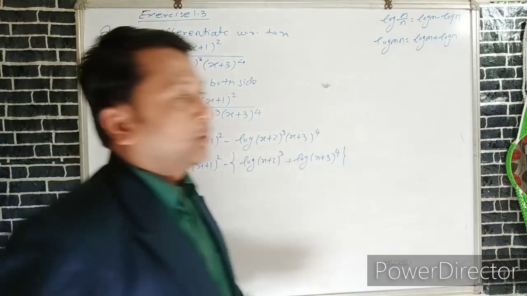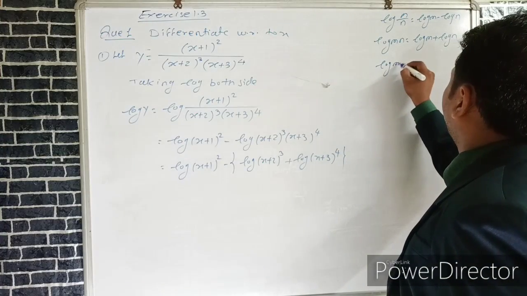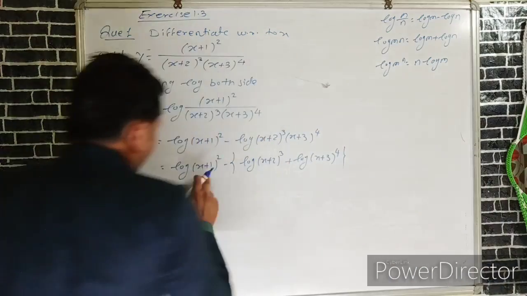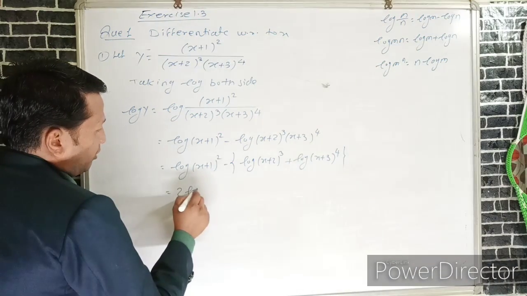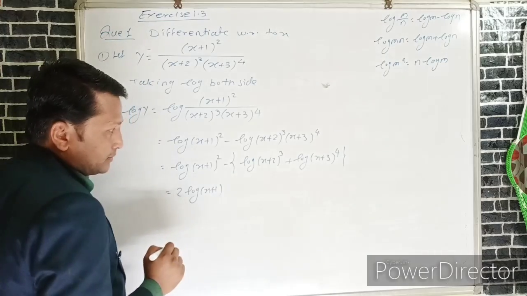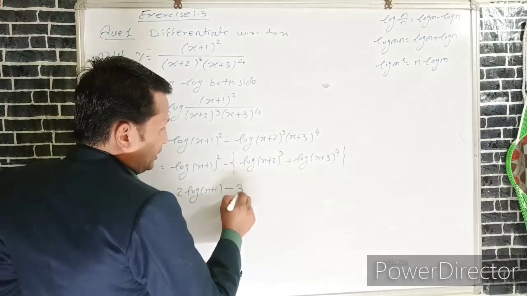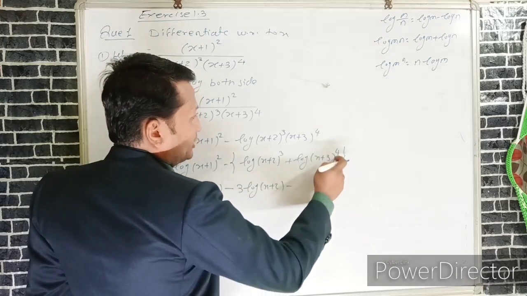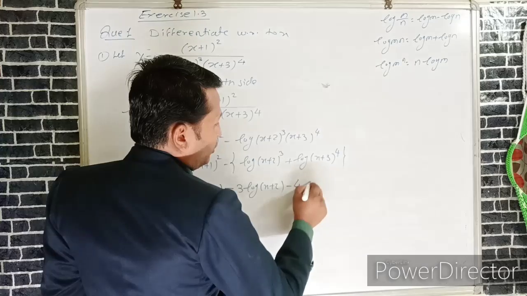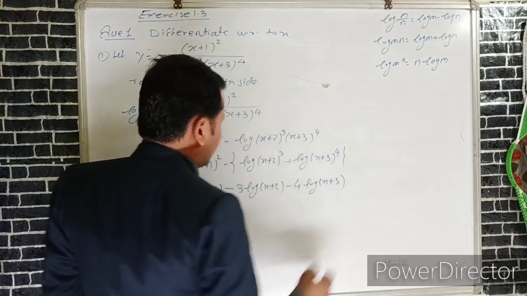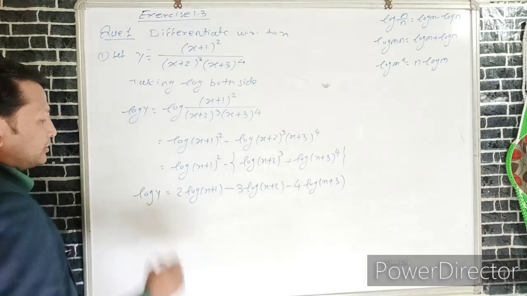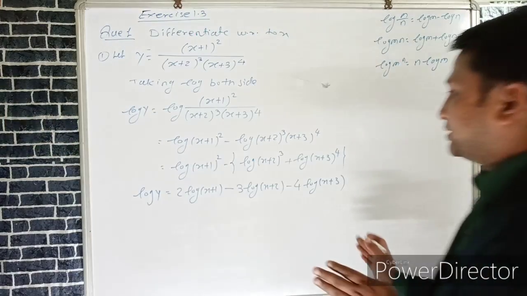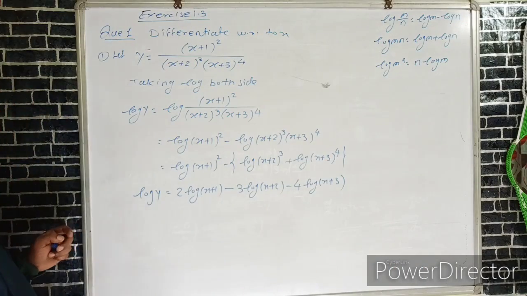Again we know the rule of logarithm: log of m raised to the power n, we can write as n log m. Hence by applying this rule we can write 2 log of (x plus 1) minus 3 log of (x plus 2). This is plus minus minus, so if we take this 4 before the log, we can write 4 log of (x plus 3), which is the function log of y.